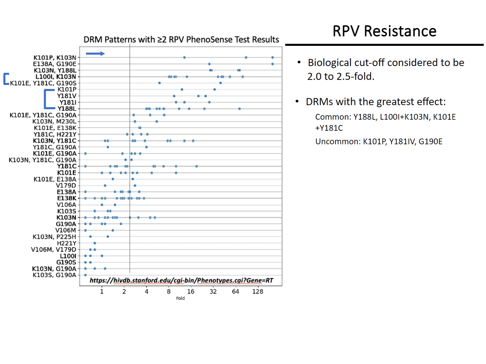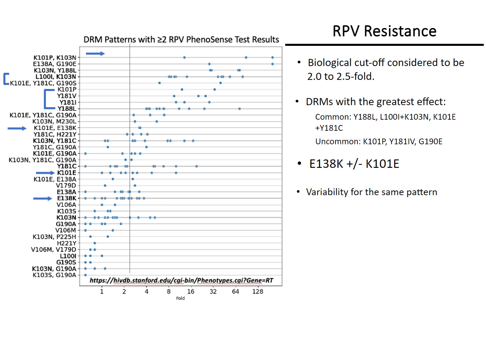As noted previously, among the drug resistance mutations associated with the highest reductions in susceptibility, K101P, Y181IV, and G190E are uncommon, while Y188L and certain combinations of mutations are common. Interestingly, the most commonly occurring drug resistance mutations in patients receiving rilpivirine, E138K and K101E, alone or even together, are generally not associated with marked reductions in susceptibility.